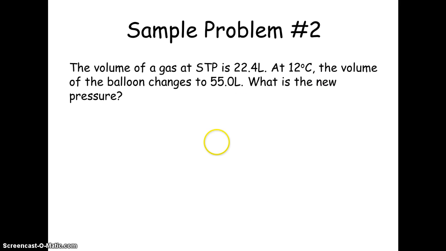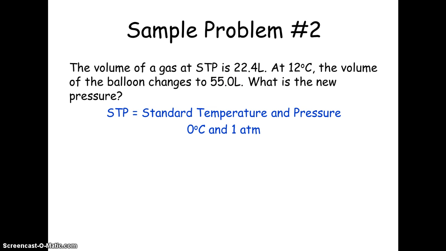Now our next problem, we have the volume of a gas at STP is 22.4 liters. STP stands for standard temperature and pressure. But volume and temperature and pressure are not always standard. So now we know at 12 degrees Celsius, the volume is going to change to 55.0 liters. And we want to find out what the new pressure is. So to do this, we need to know what STP actually means. When we say standard temperature and pressure, we mean 0 degrees Celsius and 1 atmosphere.